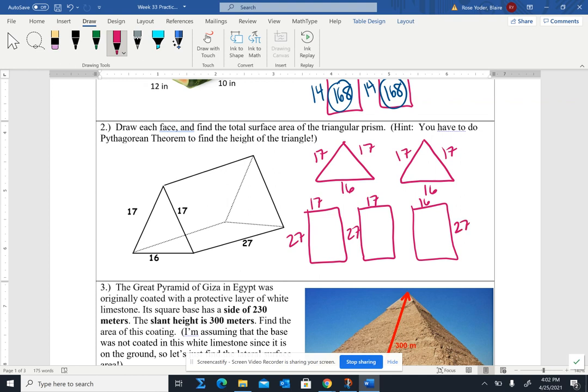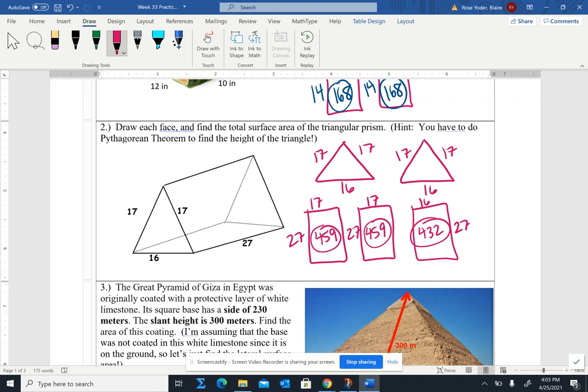All right, let's do those rectangle areas first because those are the quickest. So 16 by 27 is 432. There's no units on this one, so just square units. And then 27 by 17 is 459 square units. So this one's also 459 square units.